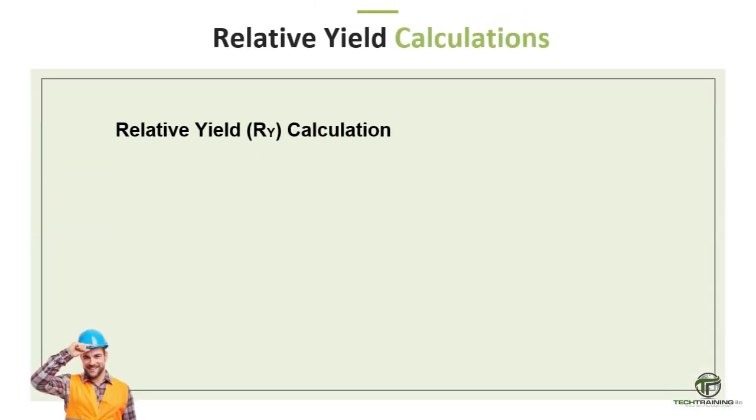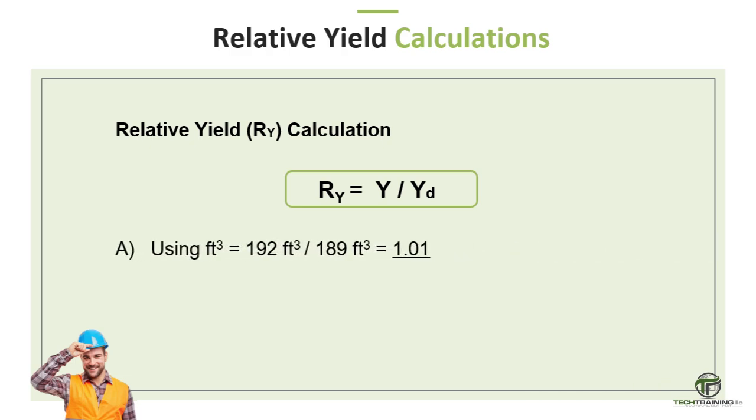To calculate relative yield, the equation is y divided by y subscript d, where y is the yield, and y subscript d is the yield for which the batch was designed. Relative yield can be calculated for cubic feet, cubic yards, or cubic feet per cubic yard. Here, we see the yield for cubic feet is 192, the actual yield, divided by 189, the amount of cubic feet for which the batch was designed, gives a relative yield of 1.01.